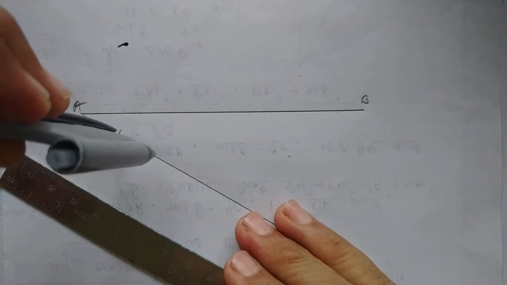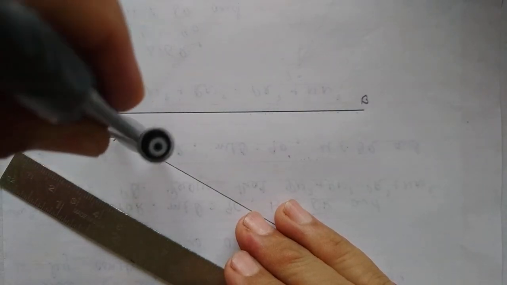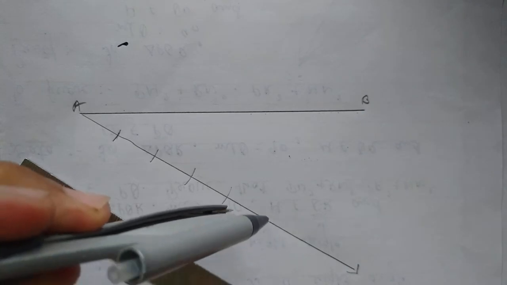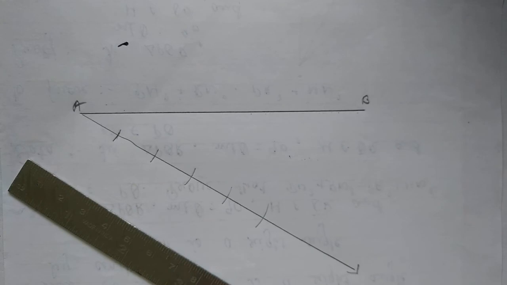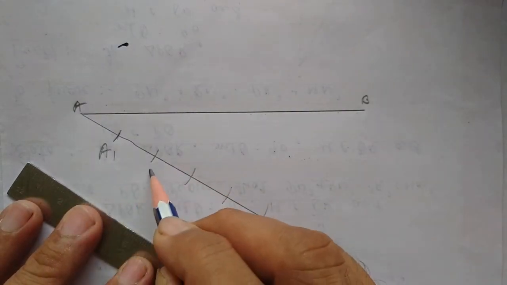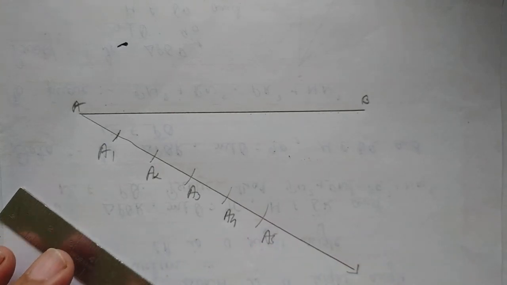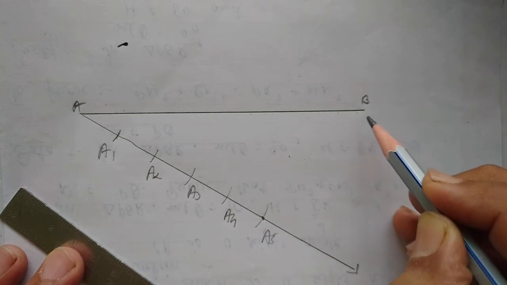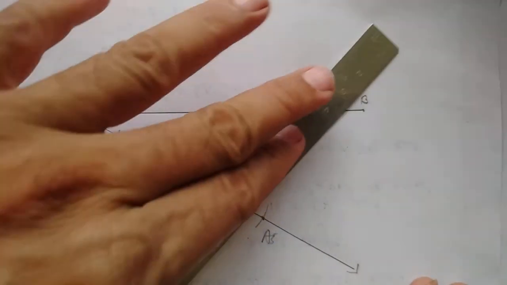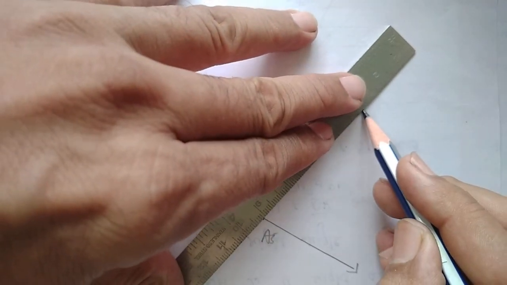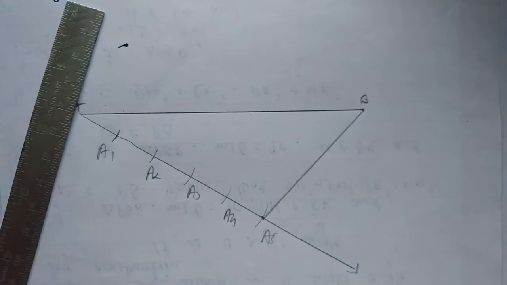First one, second, this is A3, A4 and A5. Okay children, 5 we have taken, A1, A2, A3, A4, A5. Now children, join B and A5 children. This much children you can do it.